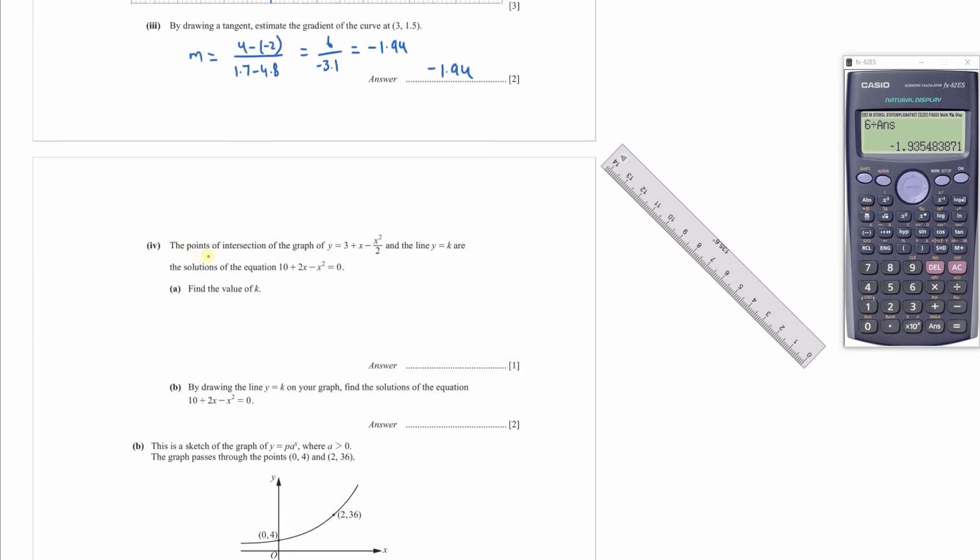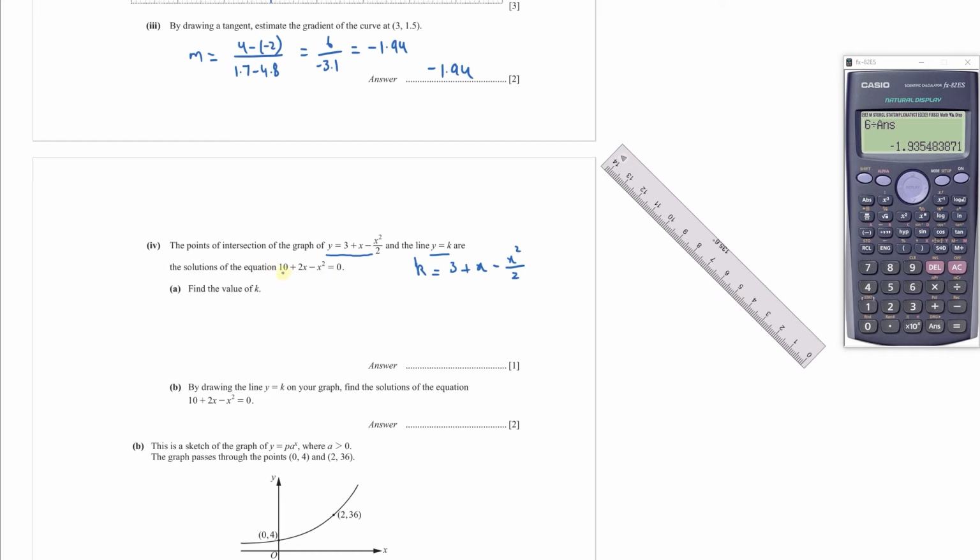Part 4: the points of intersection of the graph y equals to this and the line y equals to k are the solutions of the equation 10 plus 2x minus x square equals to 0. That means if you solve these two equations simultaneously, you will end up with this equation in x. So how do you eliminate y from the equation? You use the substitution method. So if I substitute y equals to k in this equation, I will get k equals to 3 plus x minus x square over 2. And then if you simplify this equation, you will end up with this equation.